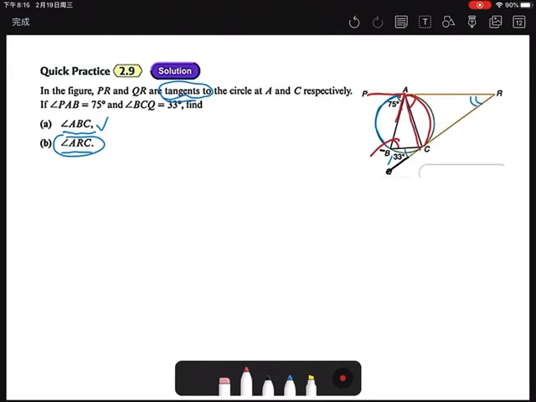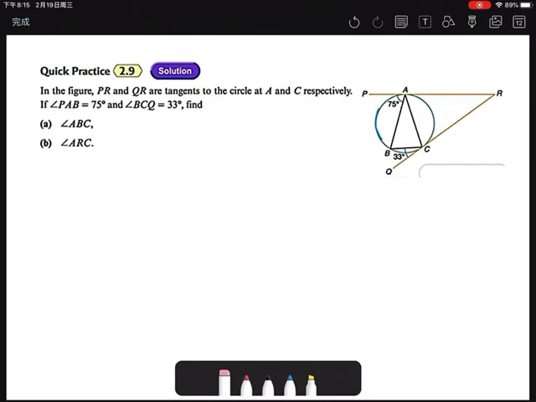Just now we found angle ABC, and angle ACR is also a tangent-chord angle, and this arc corresponds to angle ABC also. So it means that angle ABC equals angle RAC equals angle RCA. So it is very easy to find angle RAC and angle RCA, and then using angle sum of triangle, we can find angle ARC. So this is the way to find angle ABC and angle ARC.